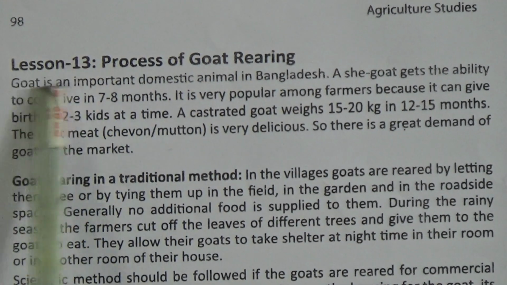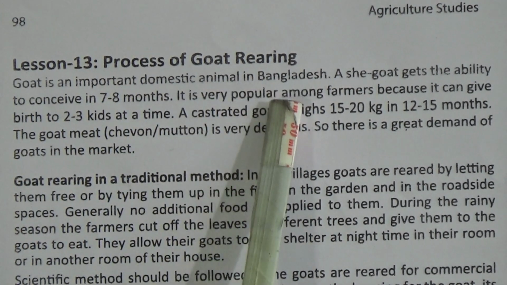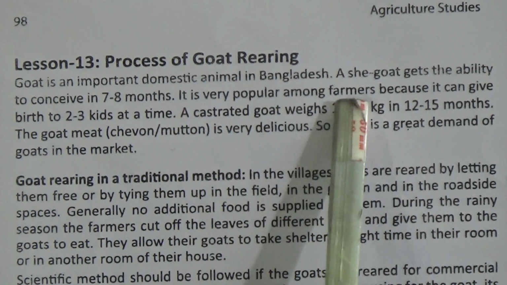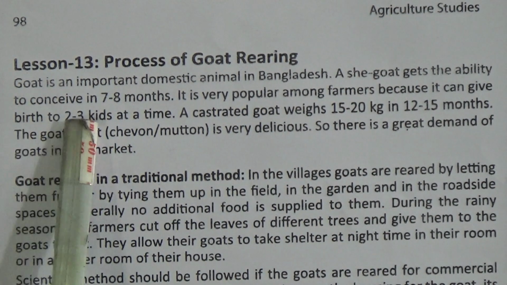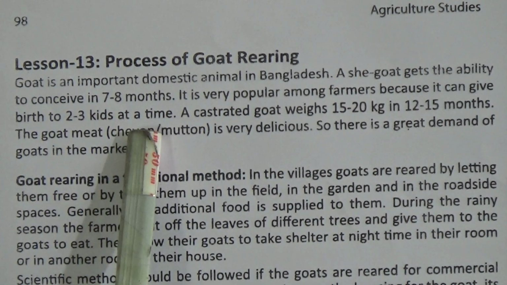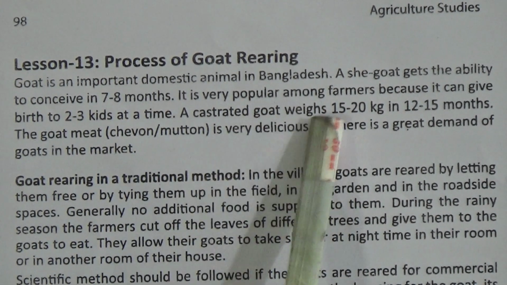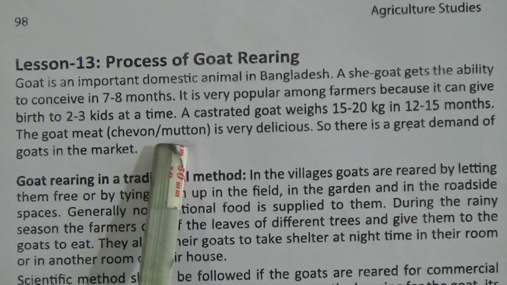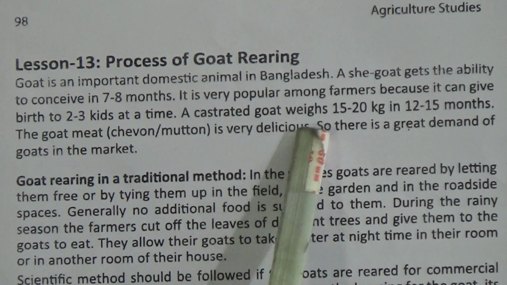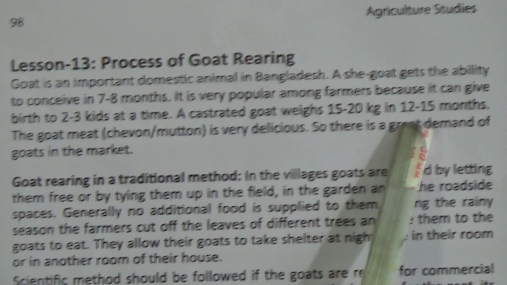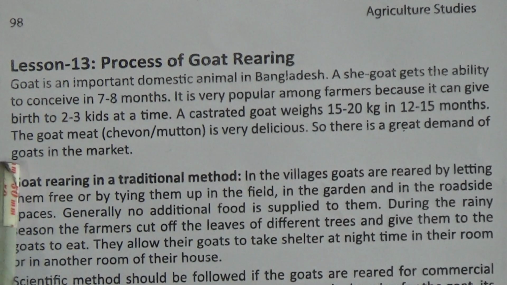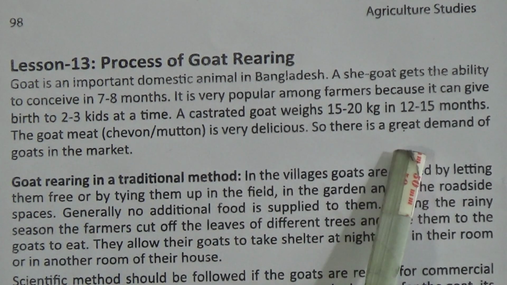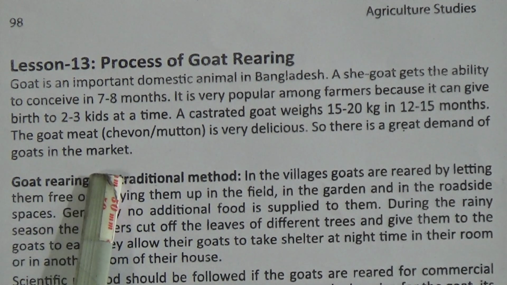And lesson 13 is about process of goat rearing. Goat is an important domestic animal in Bangladesh. A she-goat gets the ability to conceive in 7 to 8 months. It is very popular among farmers because it can give birth to 2 to 3 kids at a time. A castrated goat weighs 15 to 20 kg in 12 to 15 months. The goat meat, that is chevon or mutton, is very delicious. So there is a great demand for goats in the market.